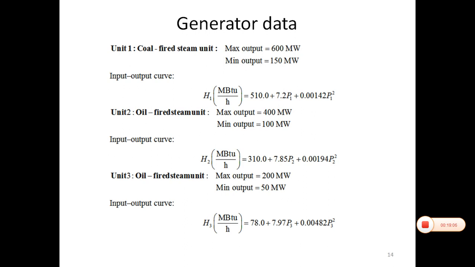It has maximum output equal to 600 megawatt, and its minimum output is 150 megawatt. Its input output curve, which will be provided to you, is H1, the heat rate in MBTU per hour, and it is defined by this equation: 510 plus 7.2 P1 plus 0.00142 P1 square. So this is actually a quadratic function. This is actually a smooth convex function.